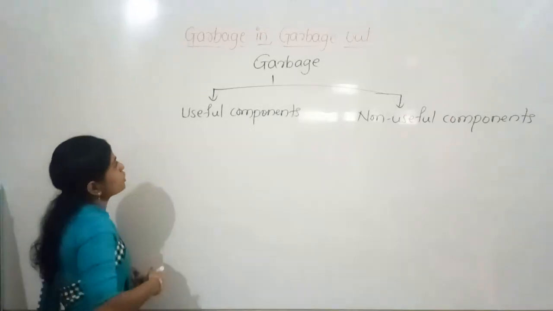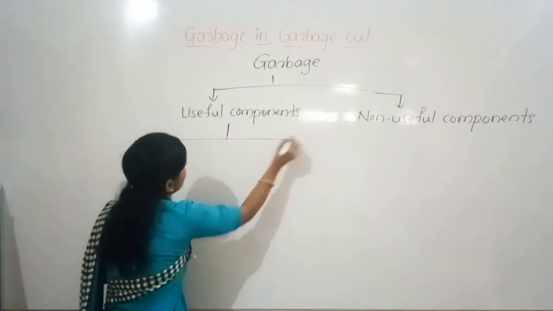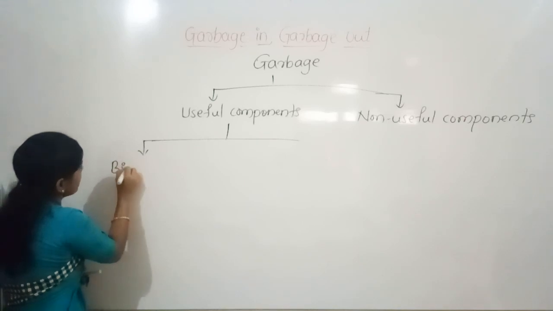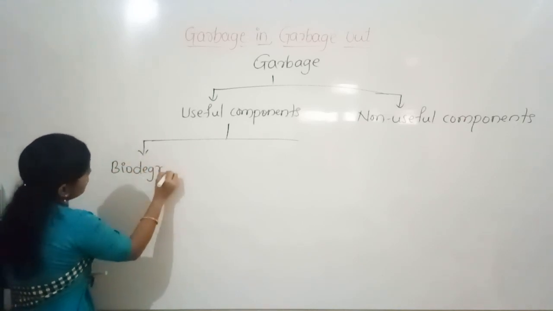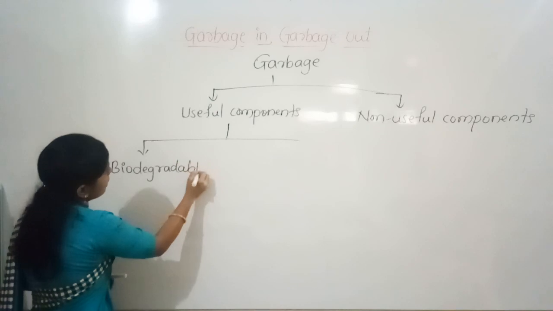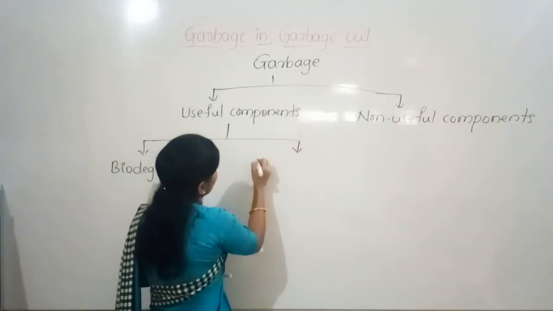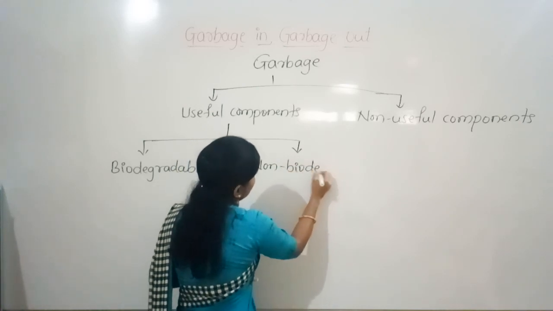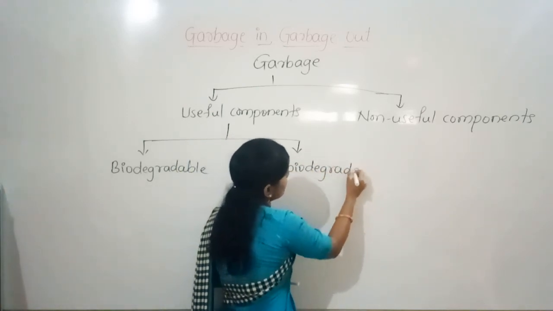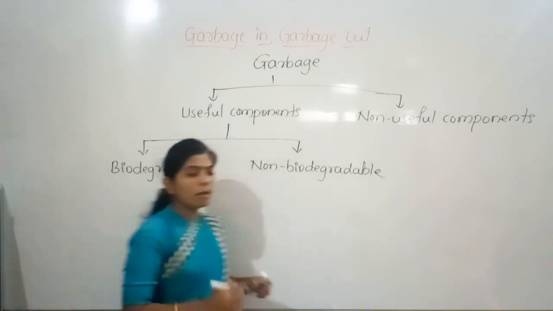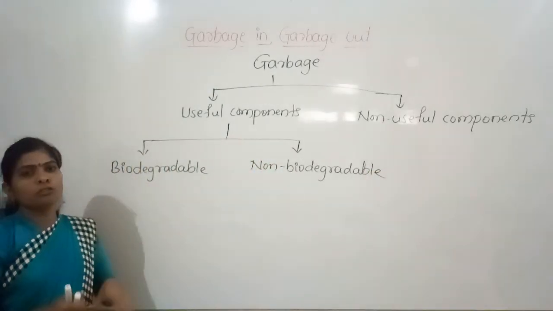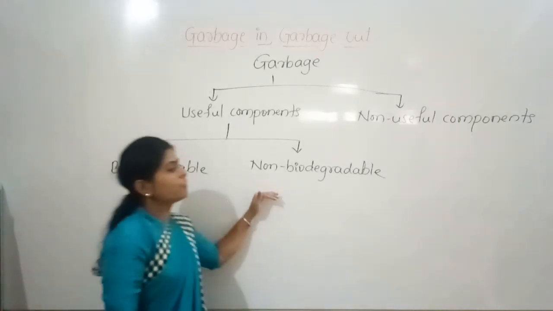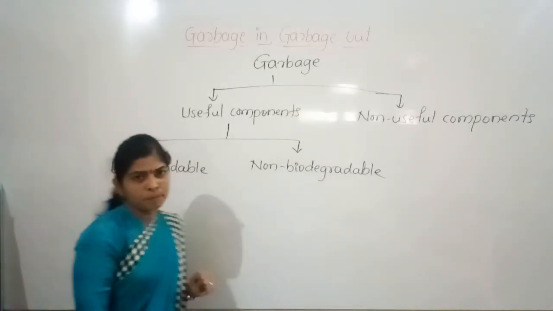Again, these useful components are categorized into two types. One is biodegradable and the other is non-biodegradable. So this useful component is again divided into two categories, one is biodegradable and another one is non-biodegradable.